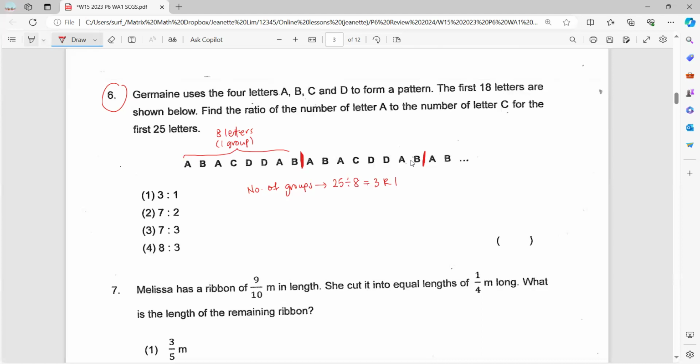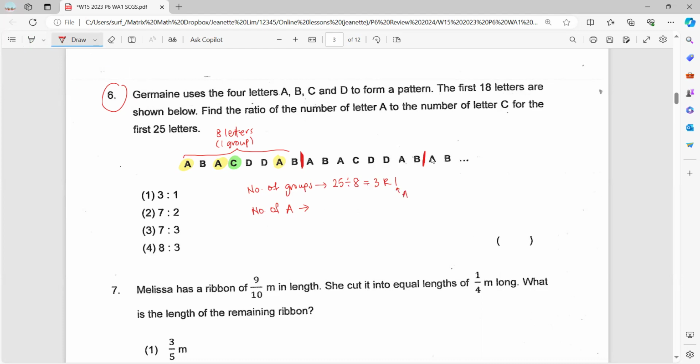How many A's are there? How many C's are there? So for A, each group will have 3. For C's, you have only 1 in each group. And take note, this remainder of 1 means that after the groups, you have 1 more letter. And this first letter that comes is an A.